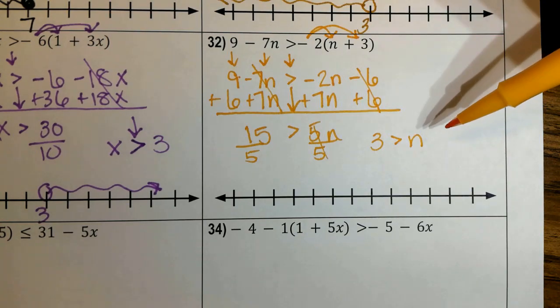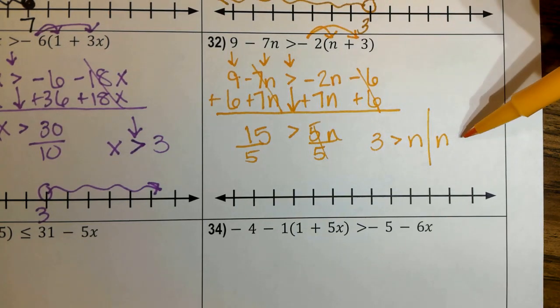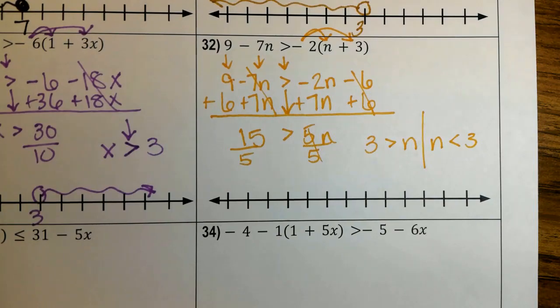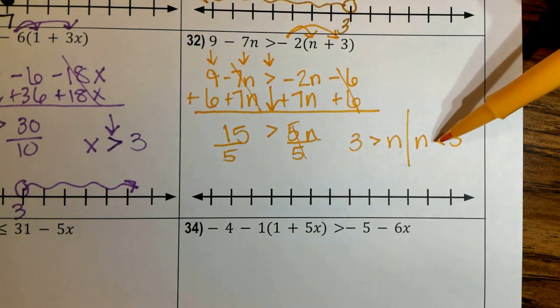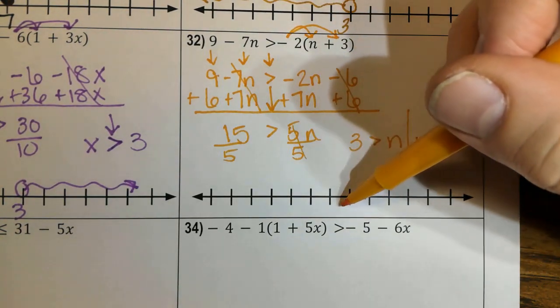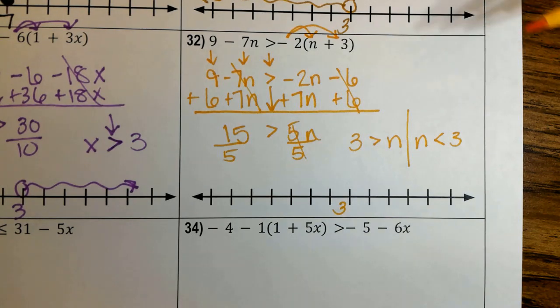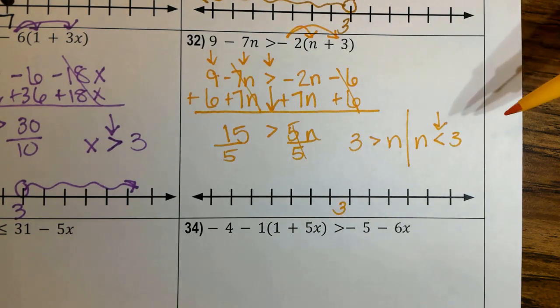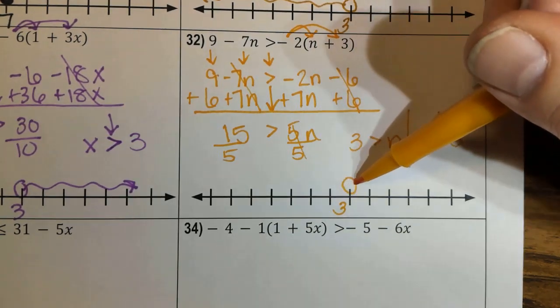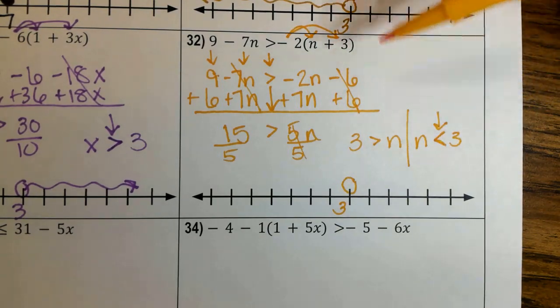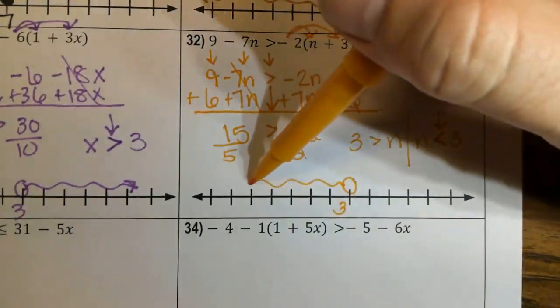But n is on the right, so I'm going to go ahead and pretend there's a mirror. Flip it, right? So I have n is less than 3. Okay, so I put a 3. My inequality is not underlined, so it's an open circle. And less than goes left.